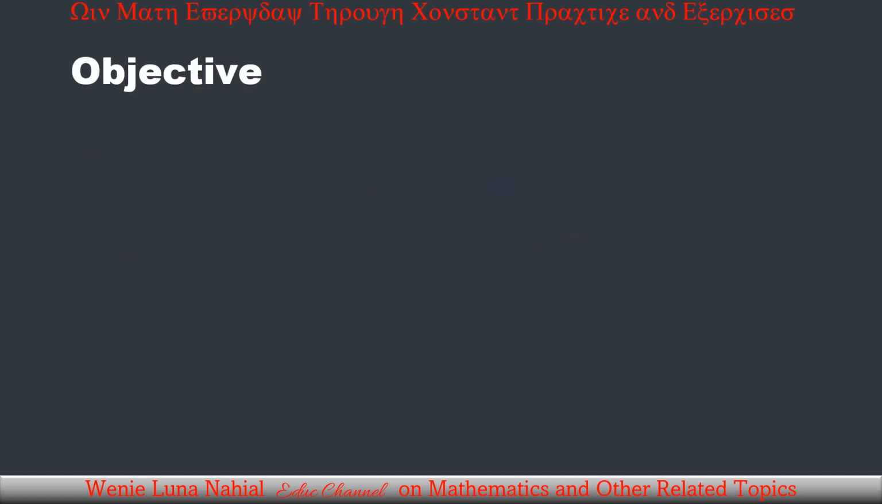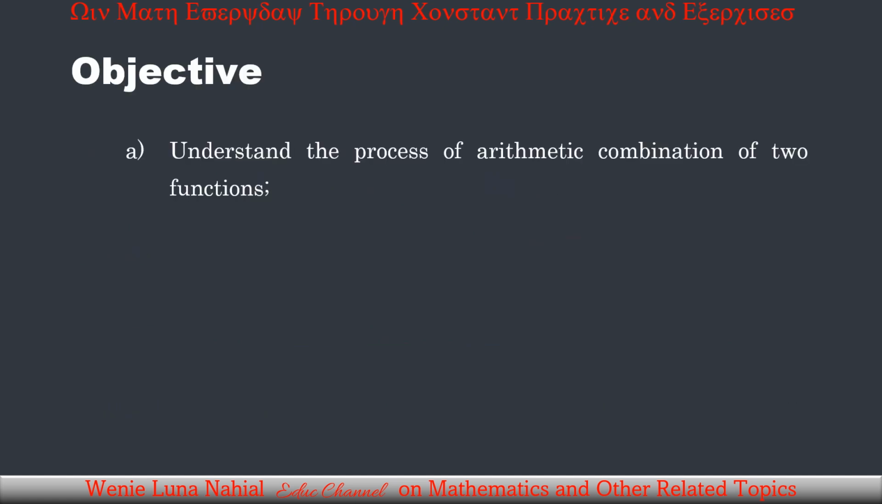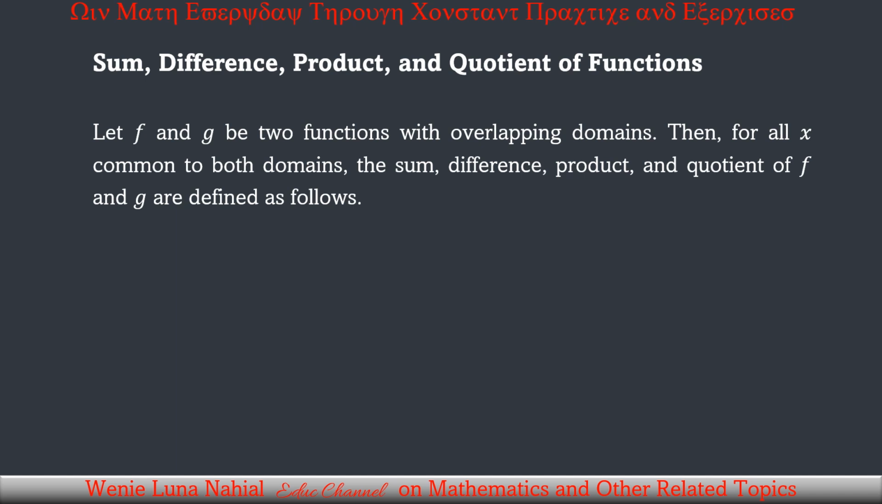Okay, here we go. Our objective is to understand the process of arithmetic combination of two functions. Let f and g be two functions with overlapping domains. Then for all x common to both domains, the sum, difference, product, and quotient of f and g, these are the functions that we consider here, are defined as follows.